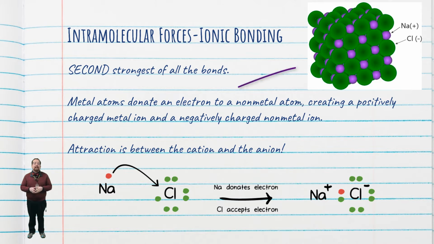You can see this lattice structure here. We still have a 1-to-1 ratio of sodium and chloride ions, but there are multiples of each, and they arrange themselves in a highly ordered lattice structure that gives it its three-dimensional crystalline shape.